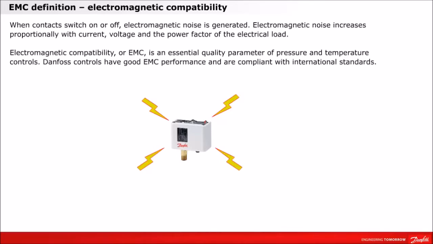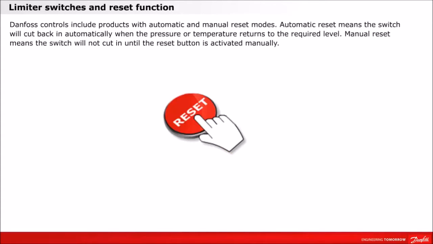Electromagnetic compatibility, or EMC, is an essential quality parameter of pressure and temperature controls. Danfoss controls have good EMC performance and are compliant with international standards. Danfoss controls include products with automatic and manual reset modes. Automatic reset means the switch will cut back in automatically when the pressure or temperature returns to the required level. Manual reset means the switch will not cut in until the reset button is activated manually.